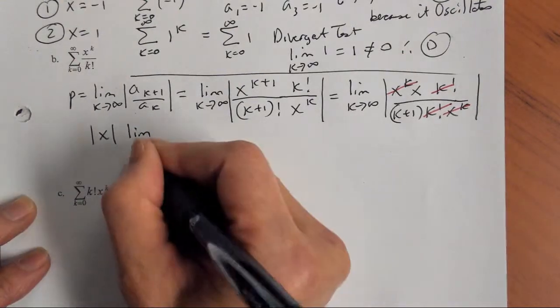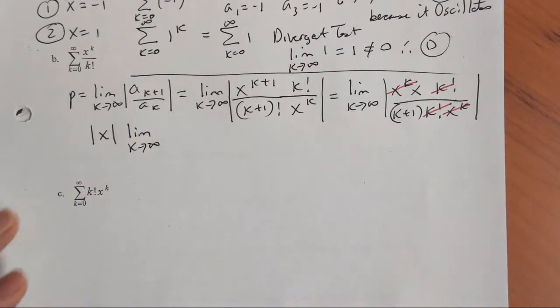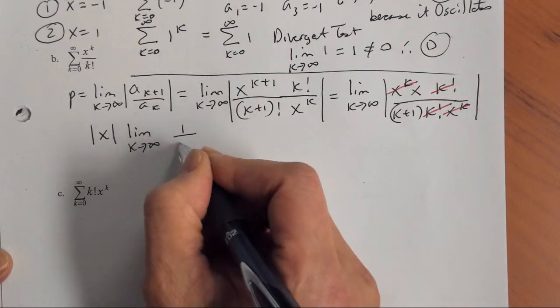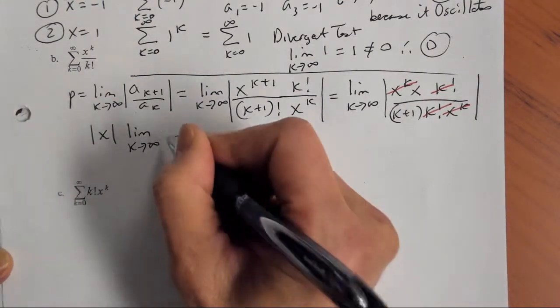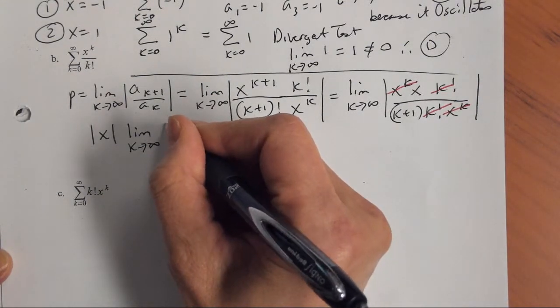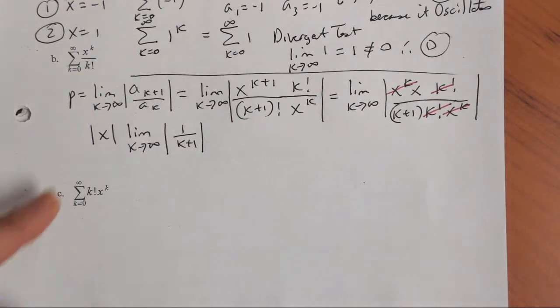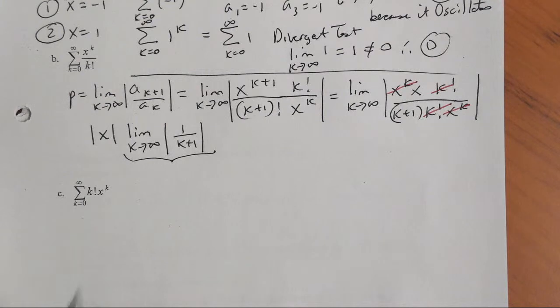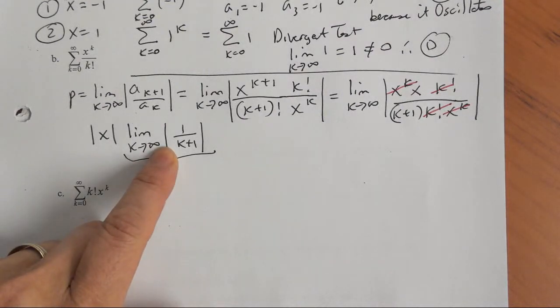So you have the limit as k approaches infinity. And what is left over after I take the x out? 1 over k plus 1. Yep. So then that's going to be absolute value. Now I'm going to evaluate this part. Okay, just use your horizontal asymptote rule. What does this become? 0.